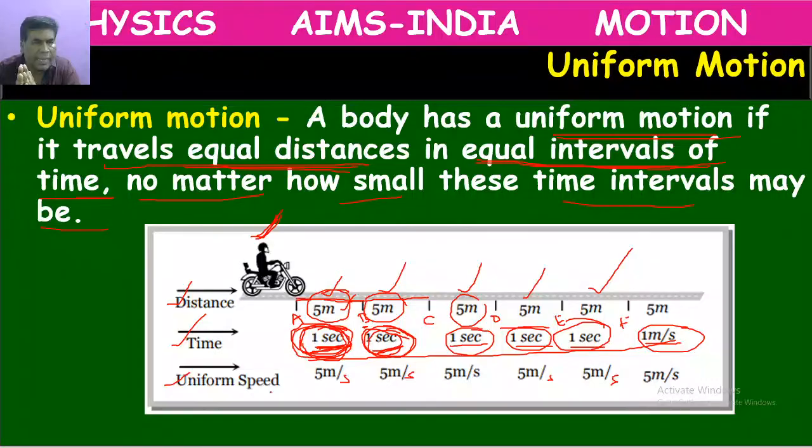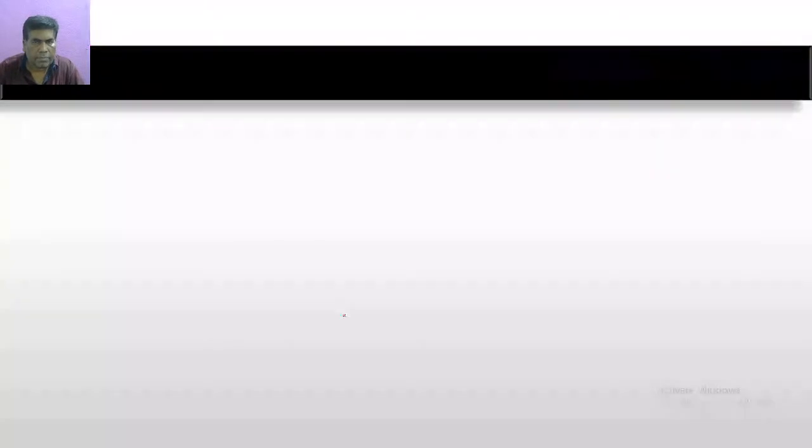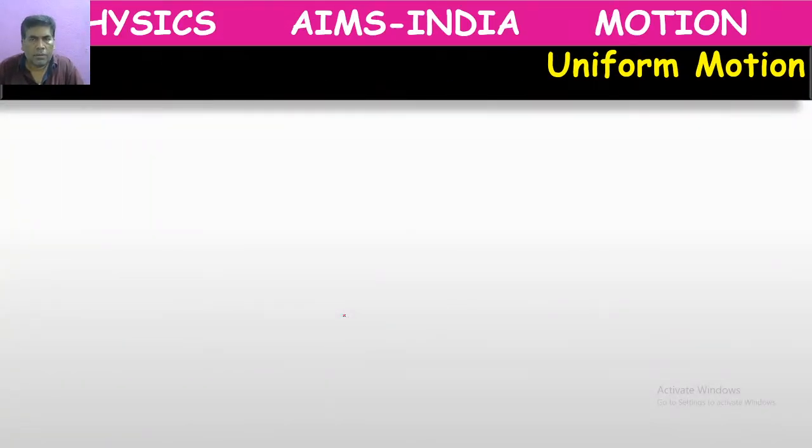Once again I am repeating, what is uniform motion? Throughout the journey, the person who is traveling on the bike, his motion is uniform. How can we tell it is uniform? Because in equal intervals of time, he is traveling equal distance. Okay, so next.